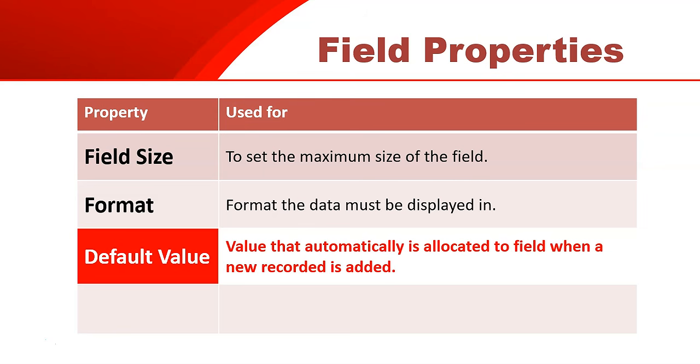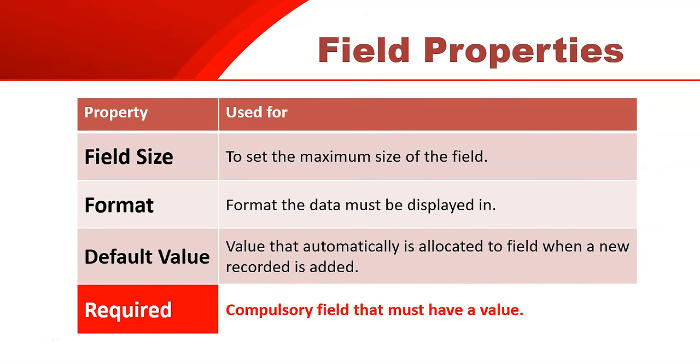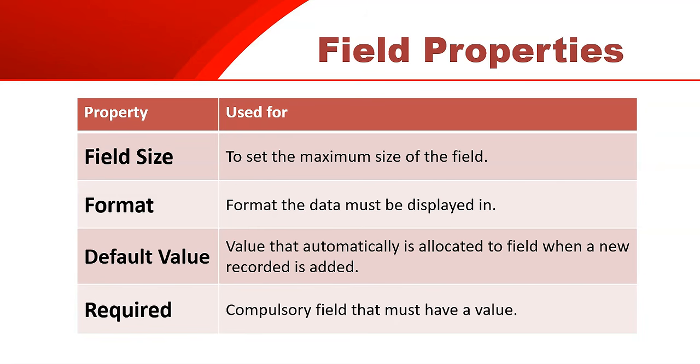And then the other property I want to talk about is the required property. That's a compulsory field, a field that must have a value. You know when you go onto a website and fill in data and it's got that red star saying you must fill this in, that's the same thing here. We want to make sure that this field cannot be blank. Okay, so there are our field properties. So let's go see how we can adapt them to our table.